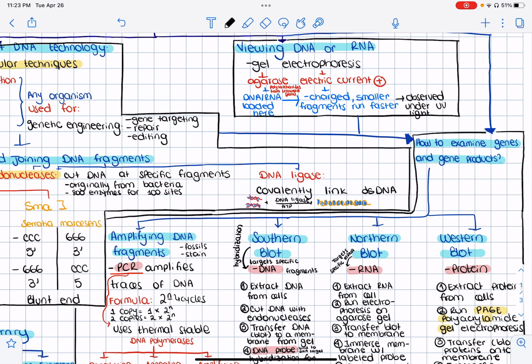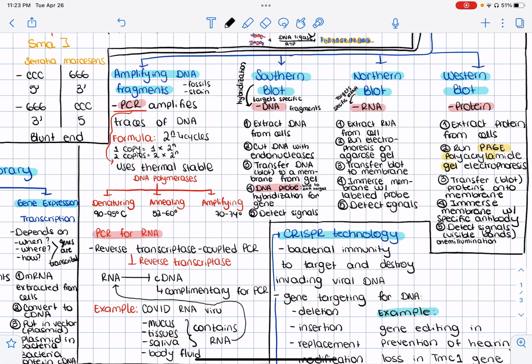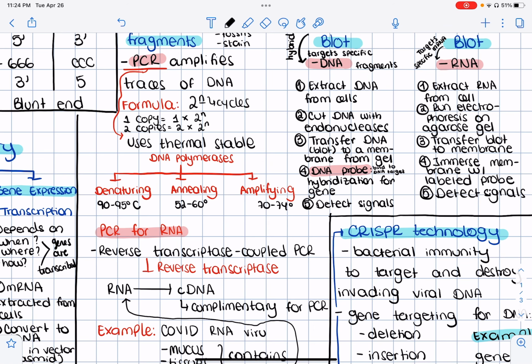So once we have all this, how can we examine genes and gene products? Well, sometimes we might have to amplify the DNA. Amplification of DNA is done through PCR. There is a formula for PCR in which the number of copies of DNA is multiplied by 2 to the n, n representing the number of cycles. PCR uses thermostable DNA polymerases, which work in three stages: denaturing at 90 to 95 degrees Celsius, annealing at 52 to 60 degrees Celsius, and amplifying at 70 to 74 degrees Celsius.